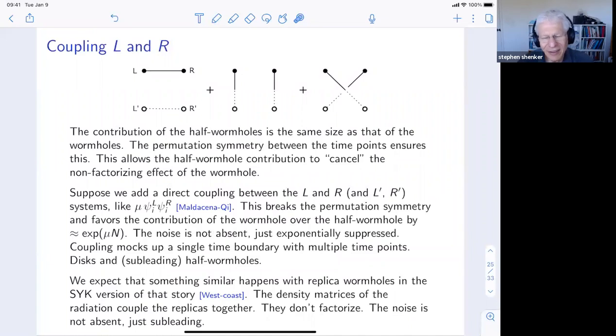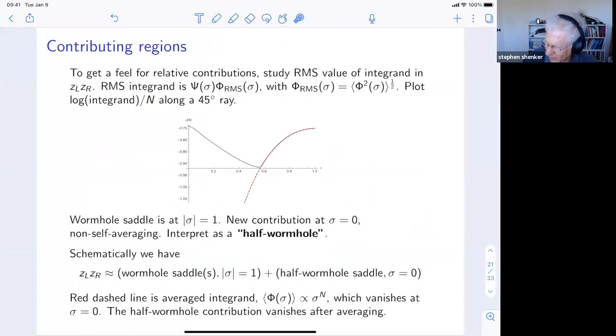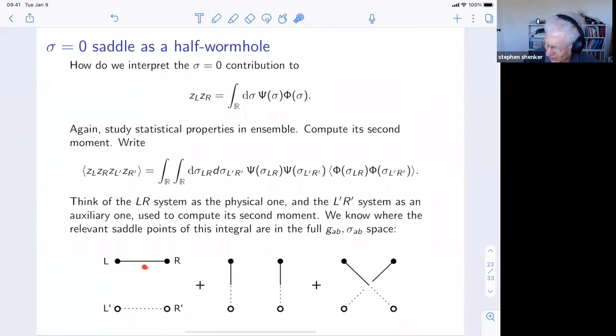Well, it's interesting that in this factorizing quantity, the height of this curve was exactly the same. That sort of had to be because of the permutation symmetry of this picture. But these pictures obviously give the same contribution because they're just permutations of each other.